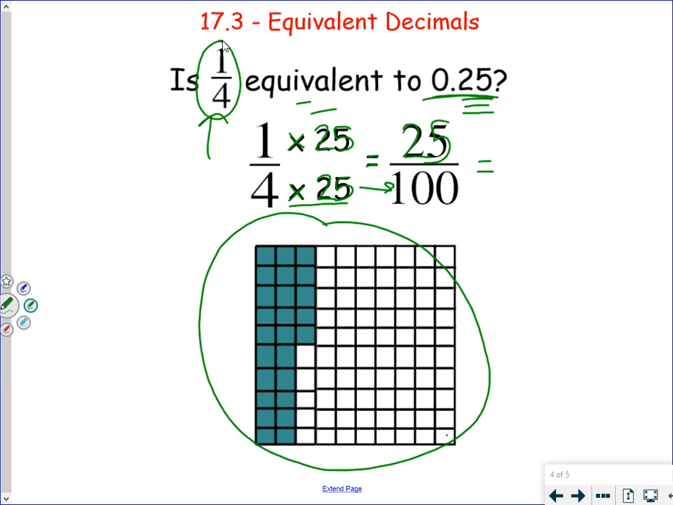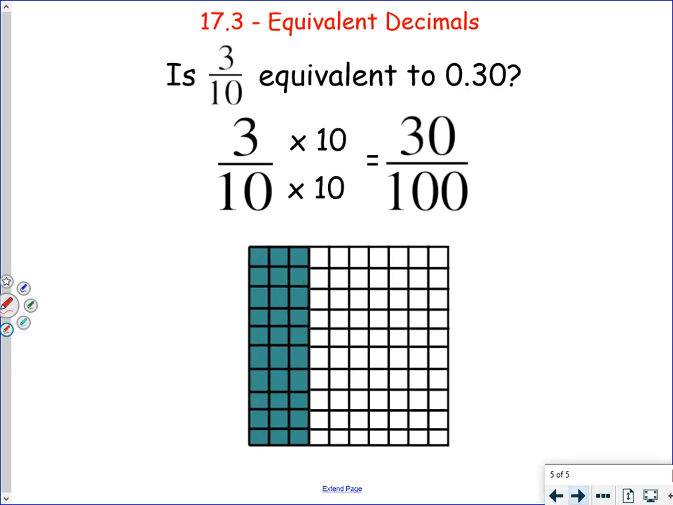Okay? Because we have 20 and then we have 5. Okay? So 1/4 is equivalent to 25. Okay? Because this is a fourth. This is a fourth of the square, right?